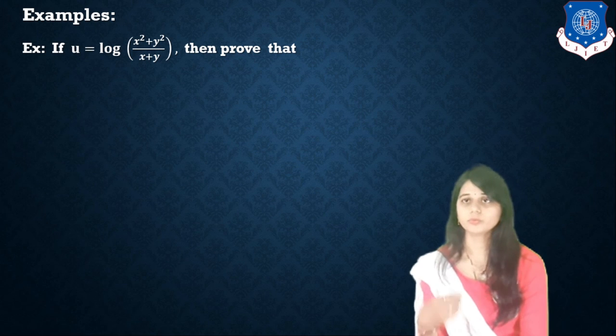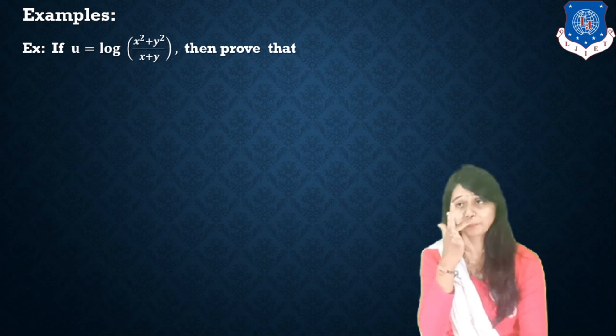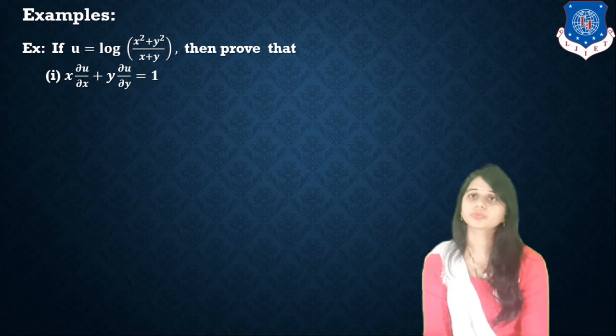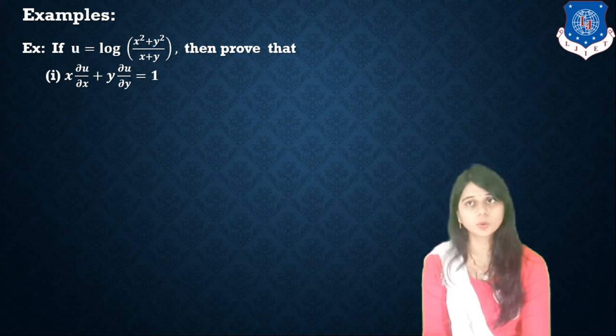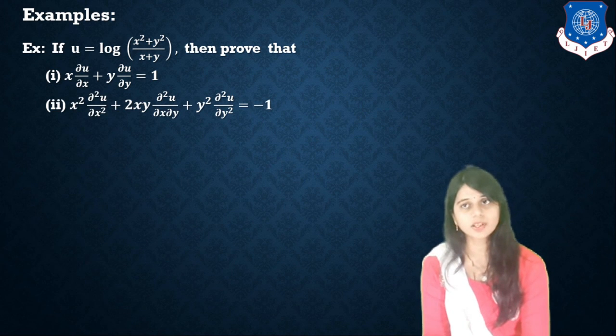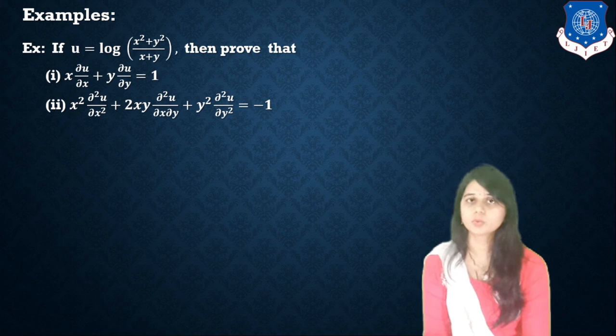Now, next example: if u equal to log of x square plus y square upon x plus y, prove the first result, x del u by del x plus y del u by del y equal to 1. And second, x square del square u by del x square plus 2xy del square u by del x del y plus y square del square u by del y square equal to minus 1.